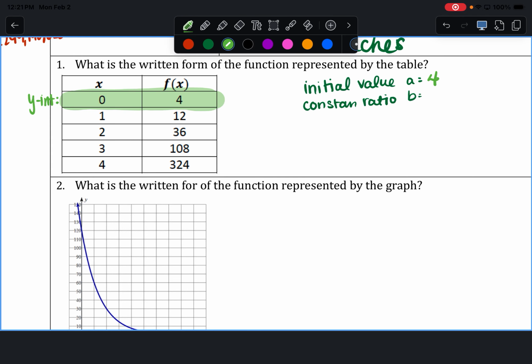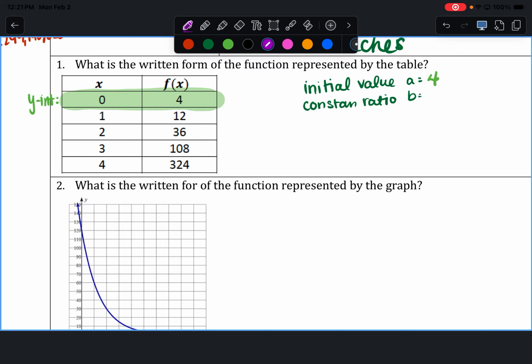Now, to find your constant ratio, the constant ratio is what is being multiplied by each step to get to the next value. This one, we can do pretty easily. 4 times what gives you 12? 12 times what gives you 36? 36 times what gives you 108? 108 times what gives you 324? This one's pretty easy to see. Sometimes it won't be as easy to see because maybe it won't be a perfect whole number. It might be a decimal or something like that.